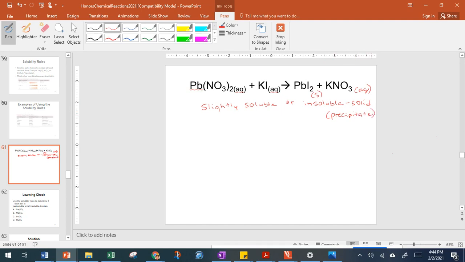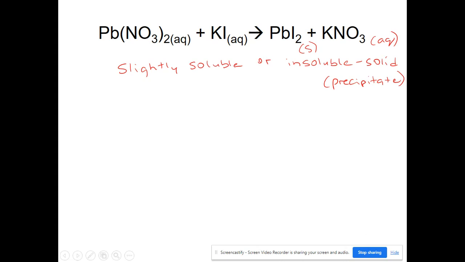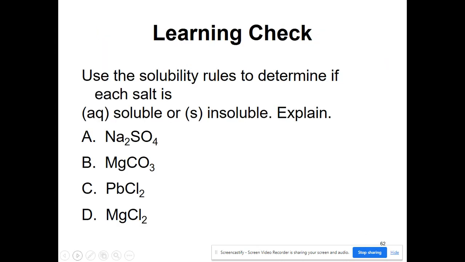Okay, so what I want you to do now is I want you to practice using the solubility rules and to practice using the solubility table, just like we just did. So I'm going to bring this up. I want you to try these 4 compounds here. So pause the screencast, try those 4 compounds, and then we're going to go over the answer.